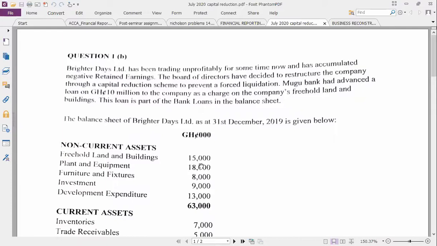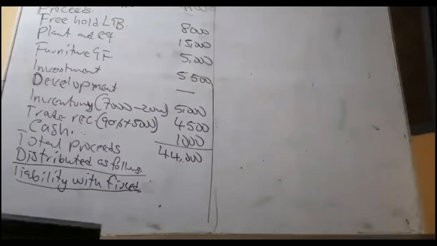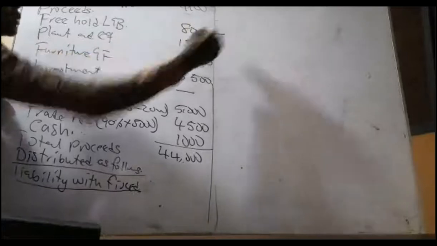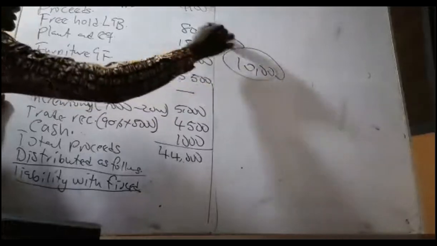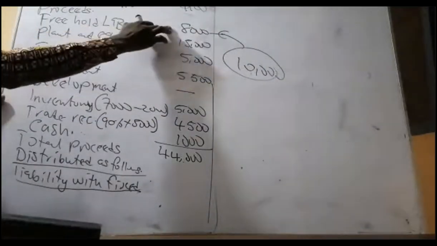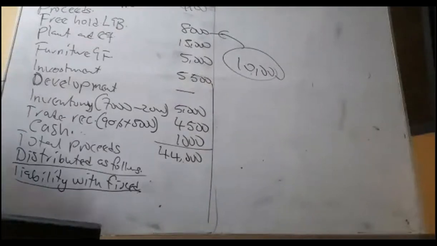Now the Mugu Bank, the loan that they've given is what? 10 million. It was secured as a fixed charge on what? Land and building. So check the land and building. How much did you realize from the land and building? We realized 8 million. Meanwhile, the Mugu Bank, their loan is 10,000, secured on 8 million. So what we realize is not enough. So it means that we can only pay 8,000. So you are right. Bank loan, Mugu Bank.